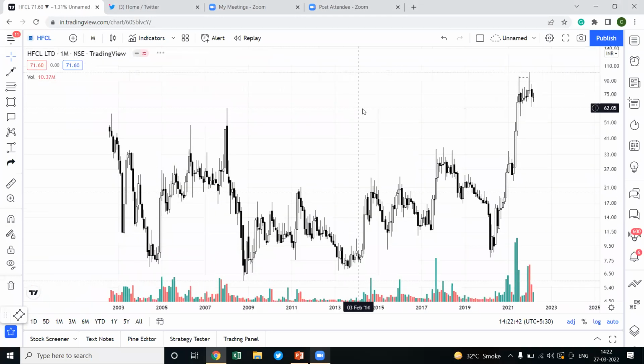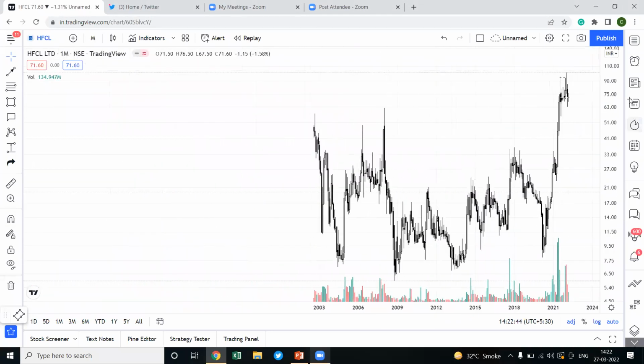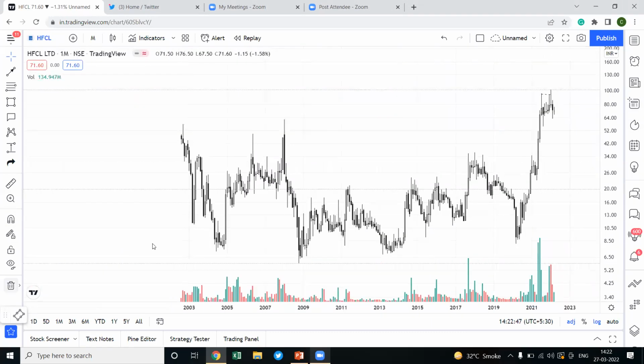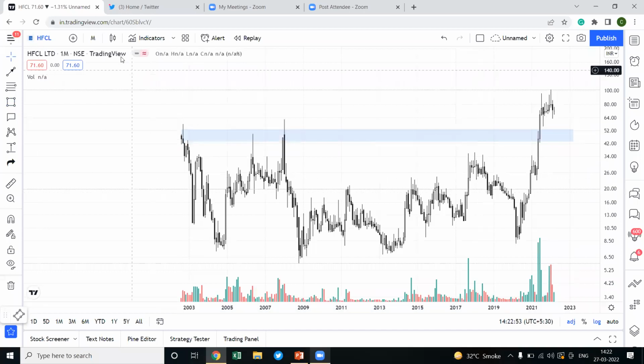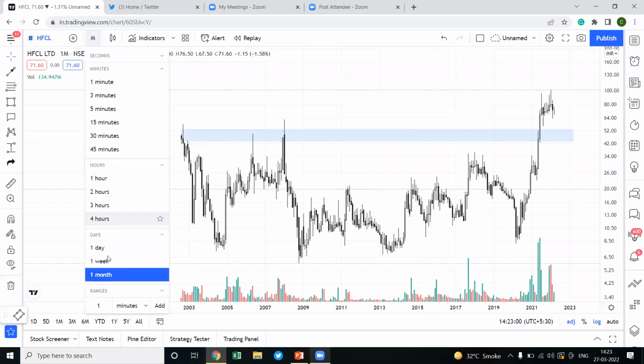So the first thing is to look at the weekly chart of HFCL. Over here, it looks like the stock has been in an extended mode. There is some room for correction for HFCL on the monthly chart. The room for correction is near the 40 to 50 mark. So we have identified that.